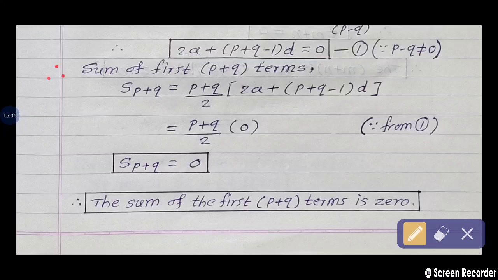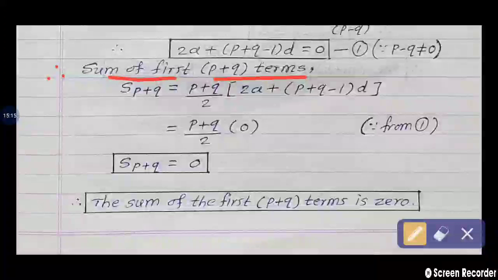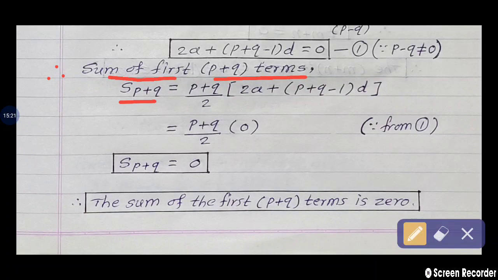Therefore, the sum of the first p plus q terms. So instead of Sn, at the place of n, we write p plus q. Sum is indicated by a capital S. So S of p plus q is equal to n divided by 2. At the place of n, what are we writing? p plus q divided by 2 in bracket 2a plus n minus 1. So instead of n, we write p plus q minus 1 into d.